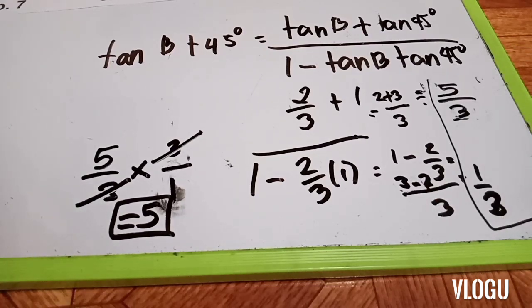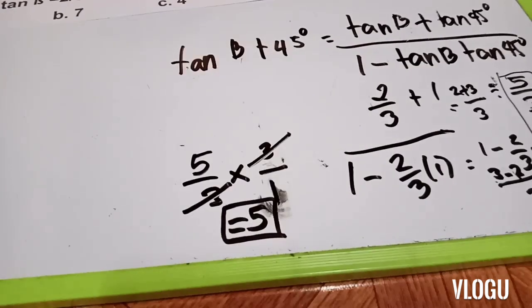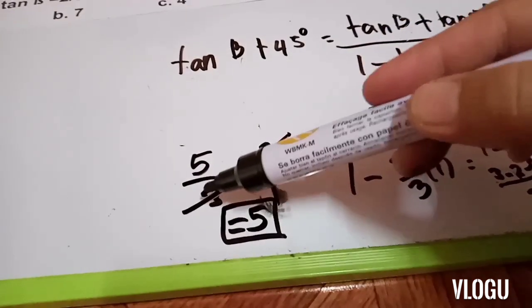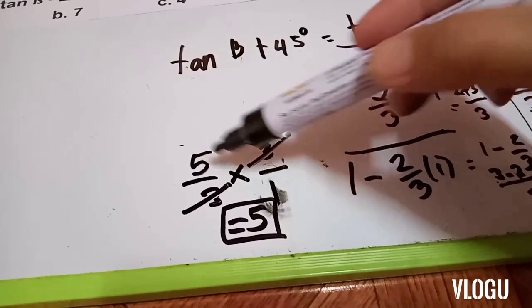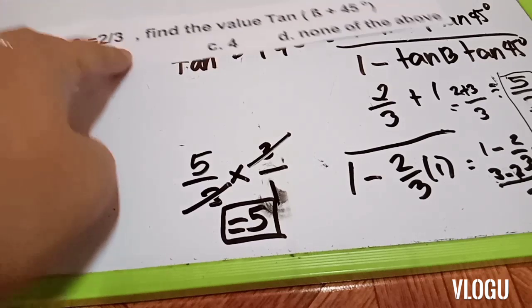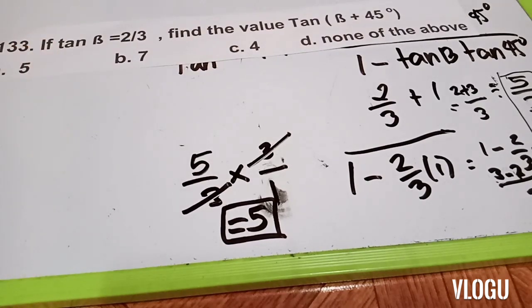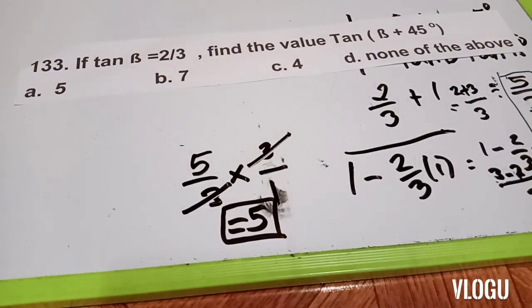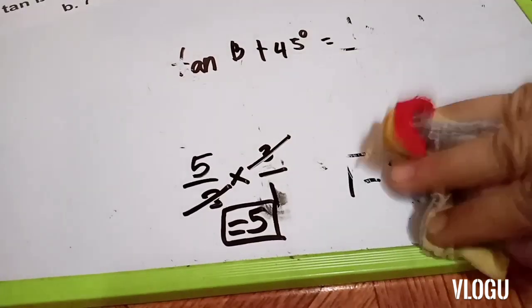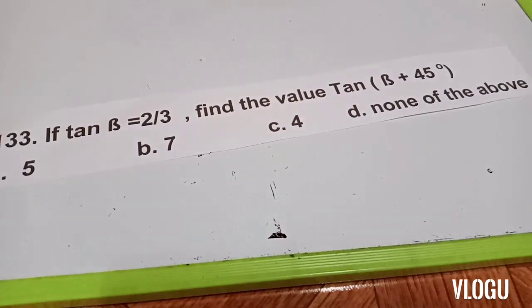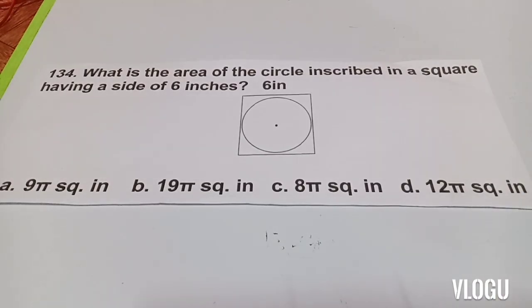So this will be the first. Automatically, this is the fourth of division. 5 over 3, the reciprocal will become 3 divided by 1. So cancel 3 and 3. So 5 divided by 1 will become 5. So the answer is letter A. Take note, the answer is letter A. Okay. Let's proceed for 134. You need to memorize the formula for the tangent of two angles, tangent A, tangent B.